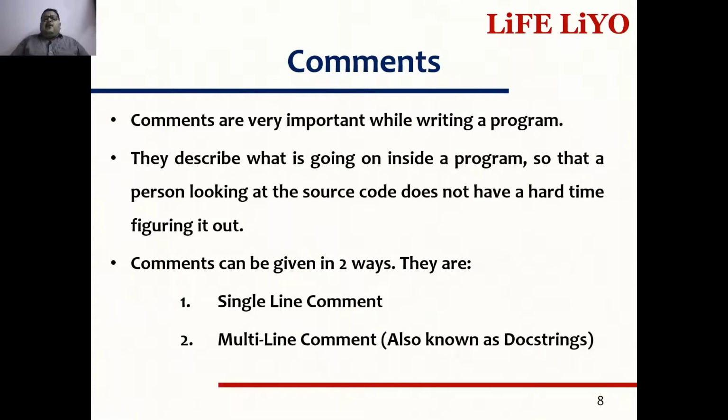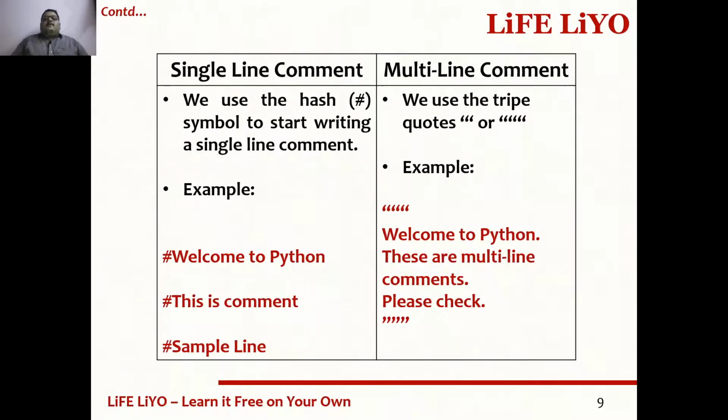In Python, comments are of 2 types, or you can give comments in Python in 2 ways. What are they? Single line comment and multi-line comment. These multi-line comments are also known as docstrings. Now, single line comment. If you want to write a comment in a single line itself, then we have to start that line with the hash symbol.